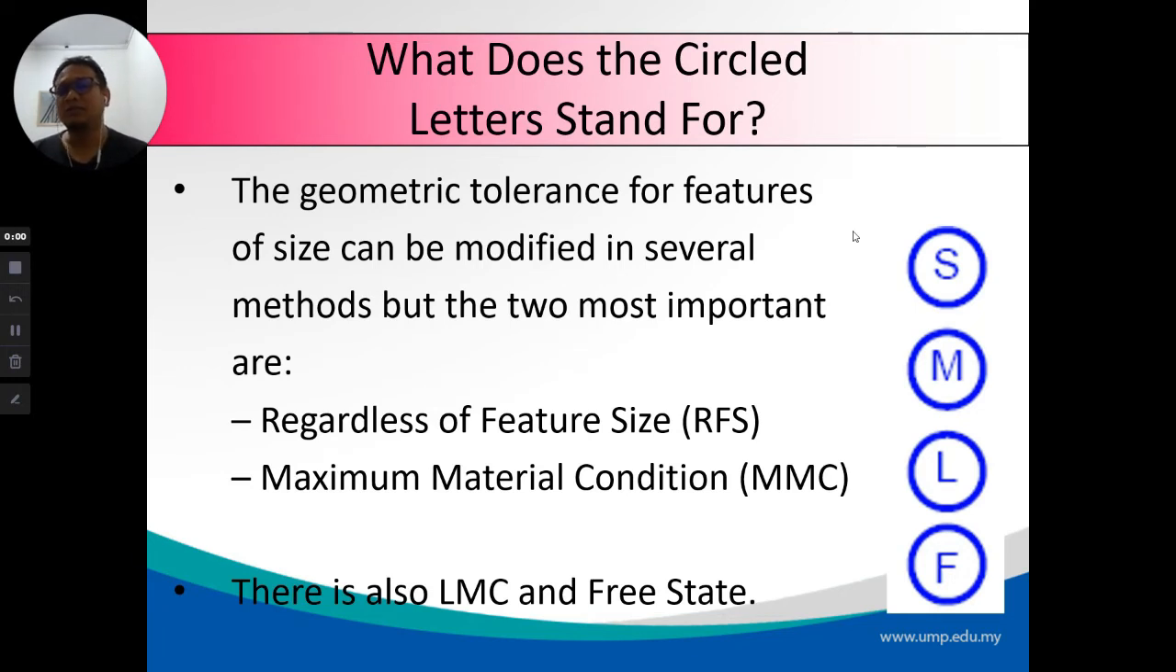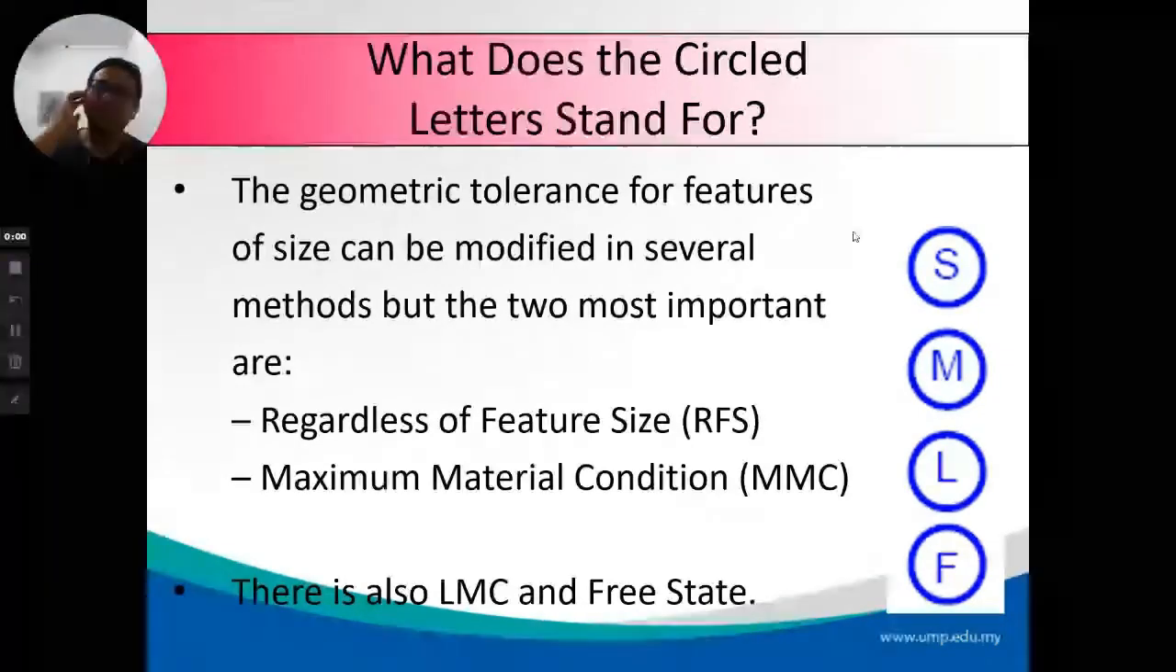So a circle, for example, on this side we have S, M, L, and F, which represent a lot of things. The first one is regardless of feature size, RFS, or the maximum material condition. This is also LMC, and also a free state.